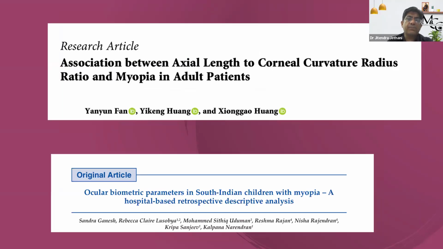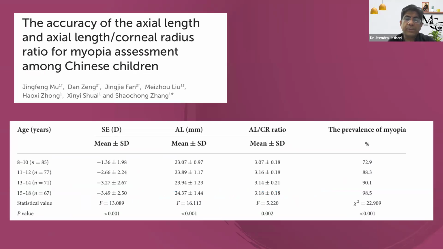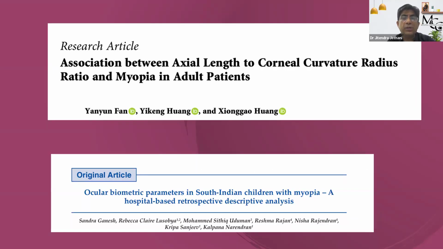This is something which came up around 6 months or 8 months back, or 1 year back, that axial length upon CR ratio is more important than purely axial length. The reason is pretty simple. Whenever you try to predict something or see the variance, whenever you have a set of patients with myopia, not all myopic patients will be axial, not all myopic patients will truly fit into a particular set of criteria.